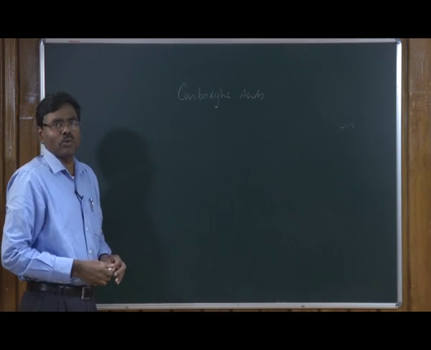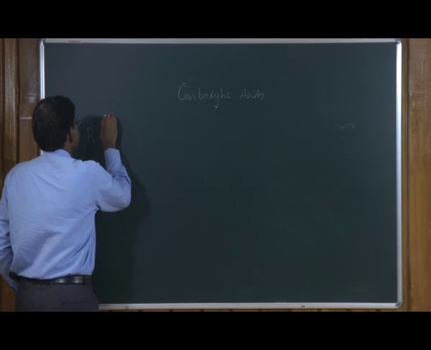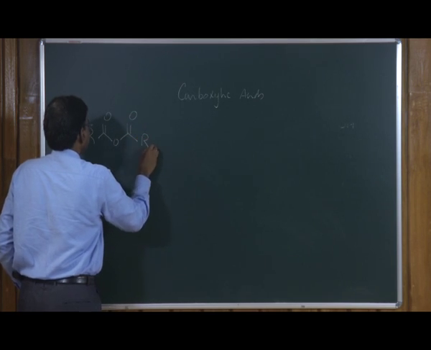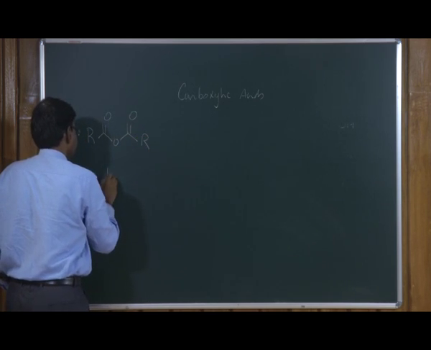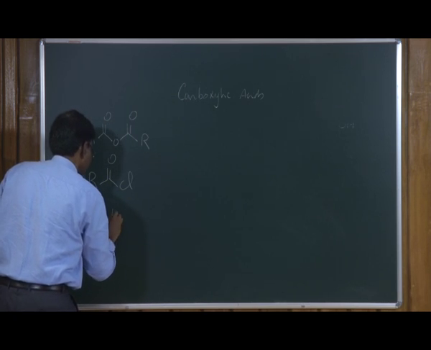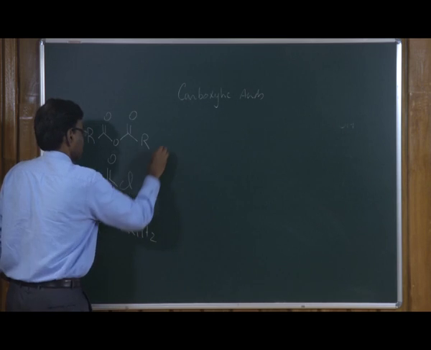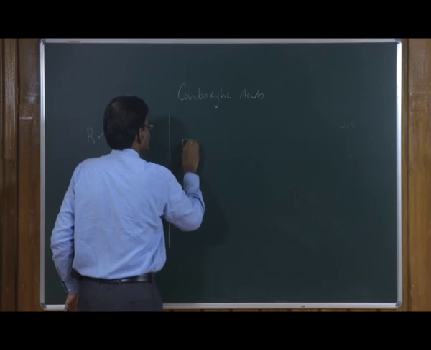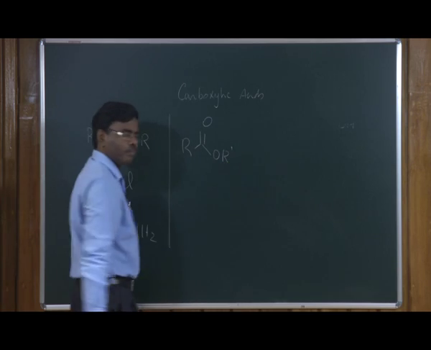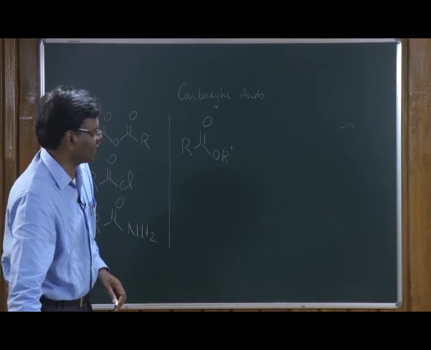Carboxylic acids also serve as precursors to make acid anhydrides, acid chloride, amide, and esters. Now, let us look at the nomenclature of carboxylic acids.